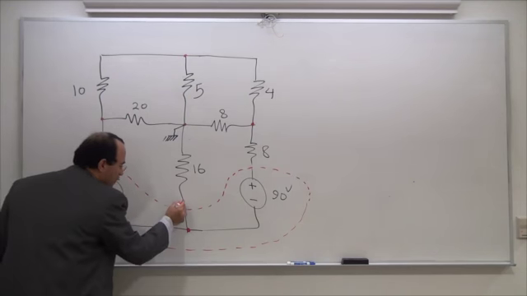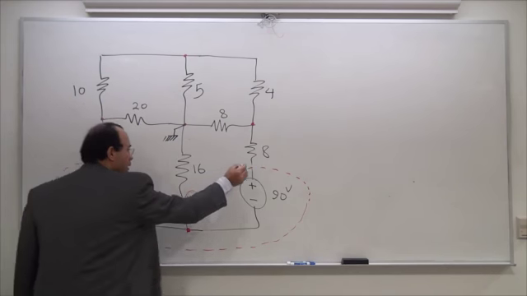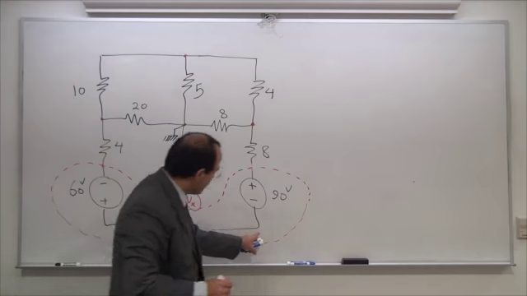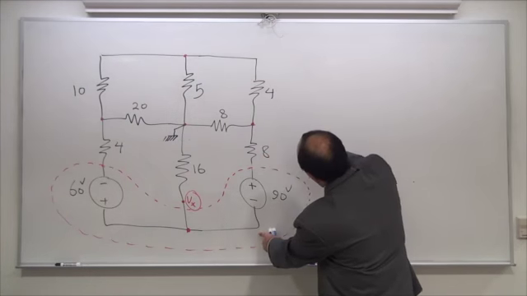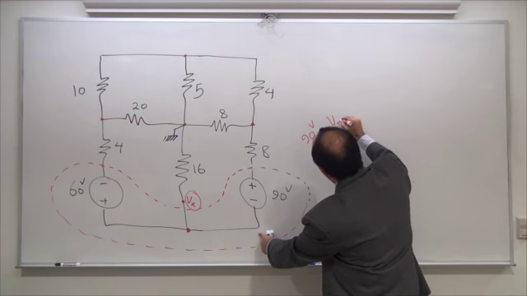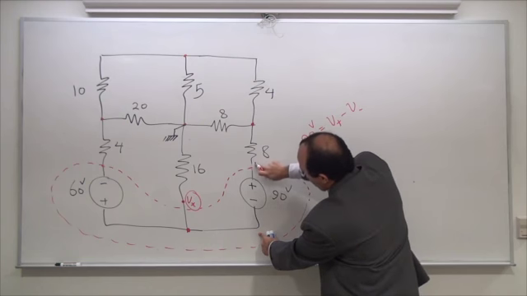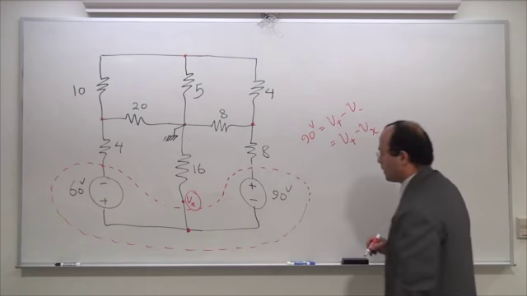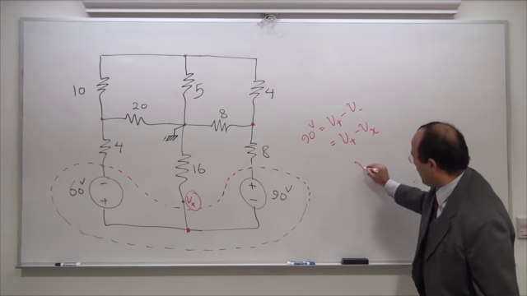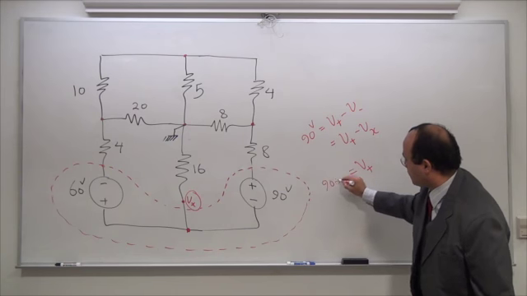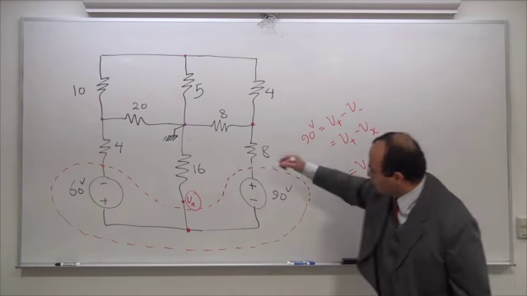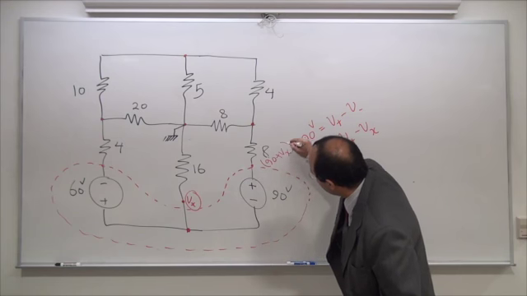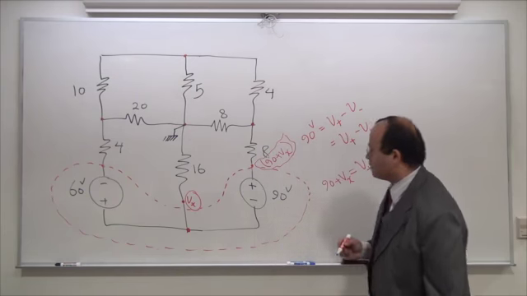If I assume this to be Vx, do I know anything about this and this? Yes, I would. This is Vx, this is Vx, this is Vx. So let's call this 90 volts, which is equal to the plus side minus the minus side. The plus side is this one. The minus side is basically Vx. Take Vx to the other end. V plus is equal to 90 plus Vx. This voltage is 90 plus Vx.